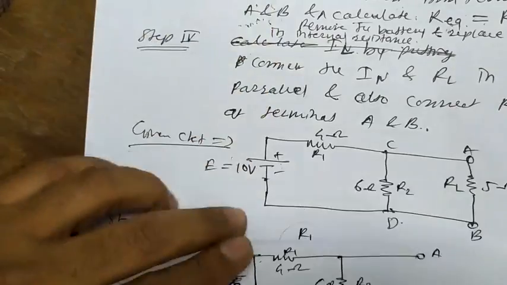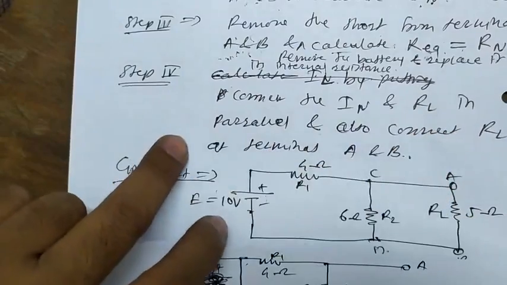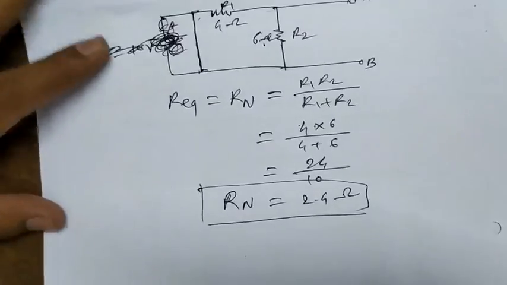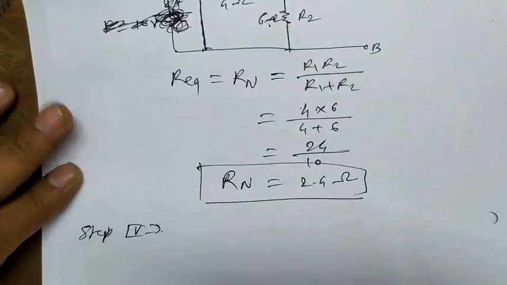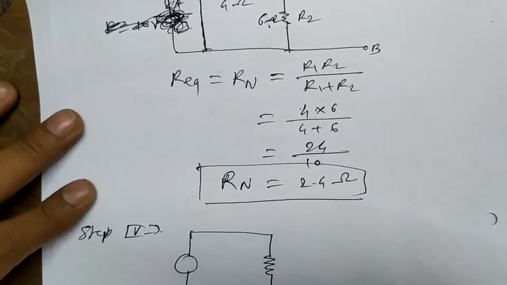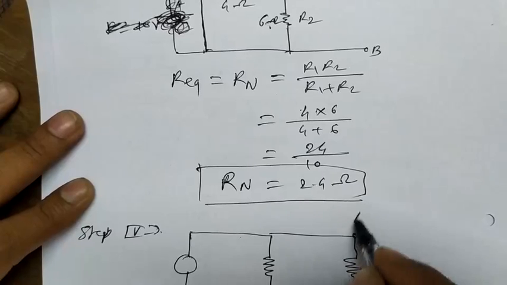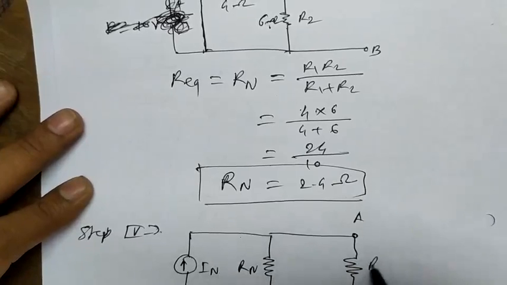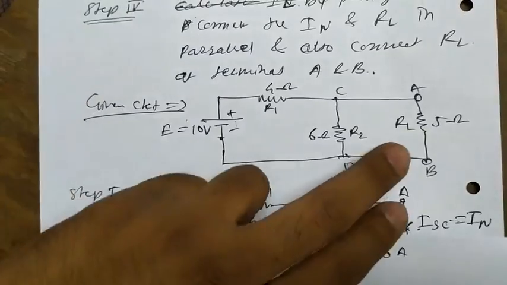Now our next step: connect IN and RN and also connect RL at terminals A and B and calculate. Therefore step 4 is connect IN and RN and also RL at terminals A and B. This is RN, this is IN, and this is RL, which is equal to 5 ohm, which we have given here.